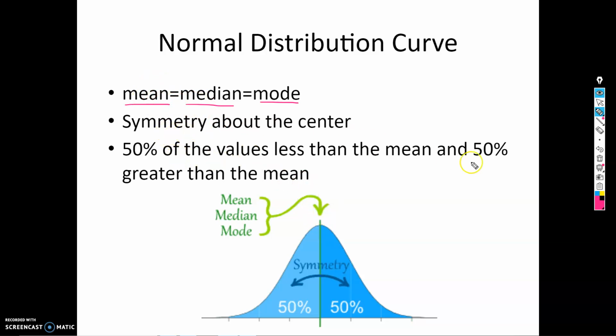The next thing is there's symmetry about the center. So if we look here, here's the middle. The middle of our bell curve is the mean, the median, and the mode. They're all the same. It's the dead center. 50% of our data is contained to the left and 50% of our data is contained to the right.